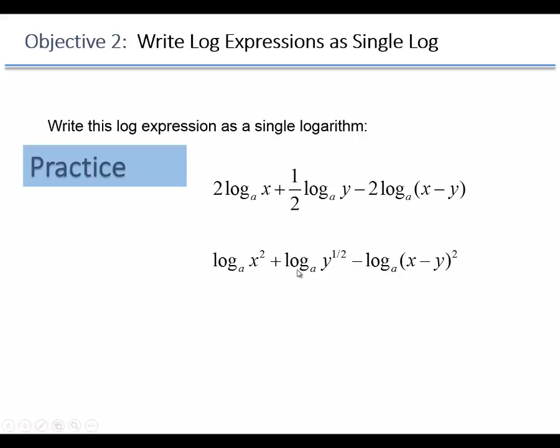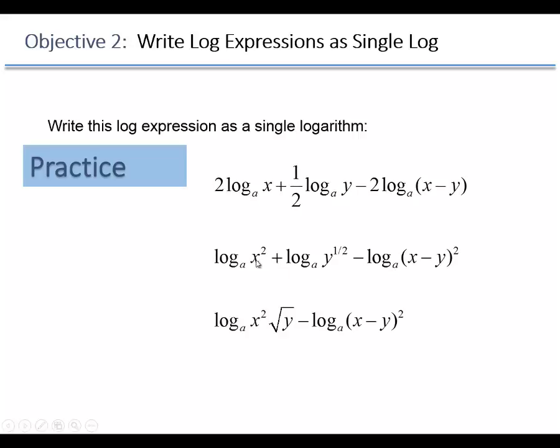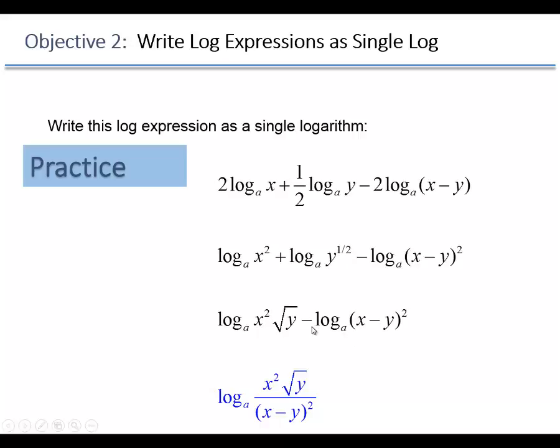Now these first two logarithms, since they're added, can become a single logarithm. And we'll take the product of x squared and y to the 1/2, which is of course the square root of y. So we have log base a of x squared root y minus log base a of (x minus y) squared. And since those two logarithms are being subtracted, we can turn those into a single logarithm by putting the (x minus y) squared in the denominator, and there we are. We've put these logarithms together and written them using a single logarithmic value.